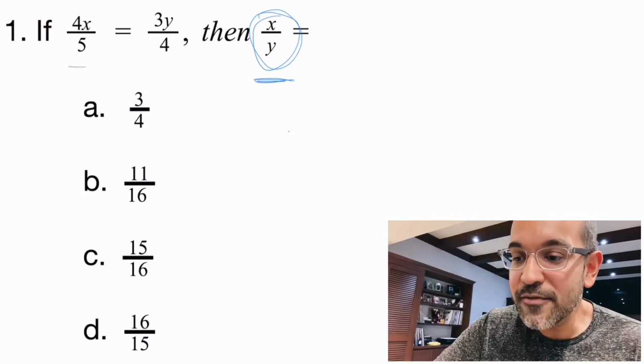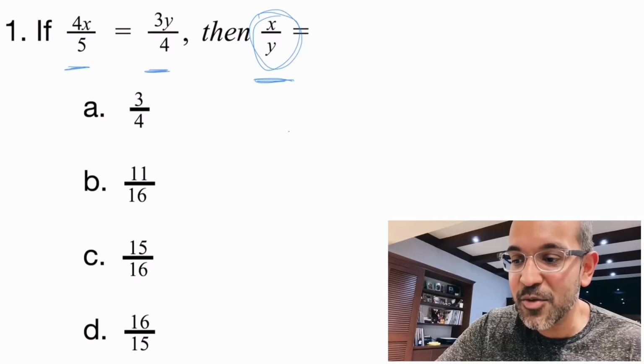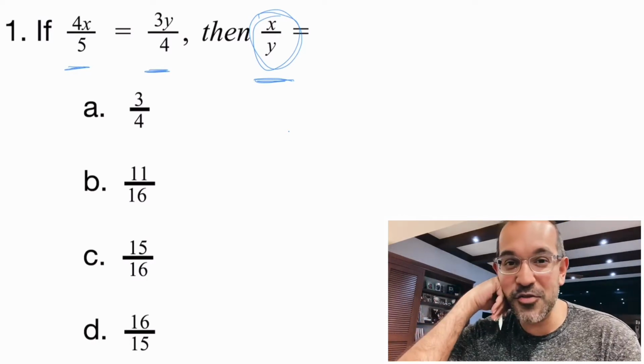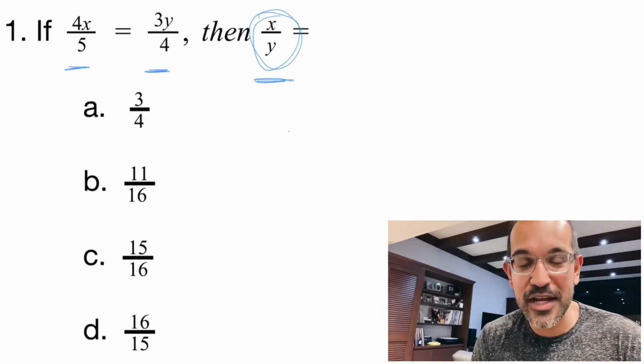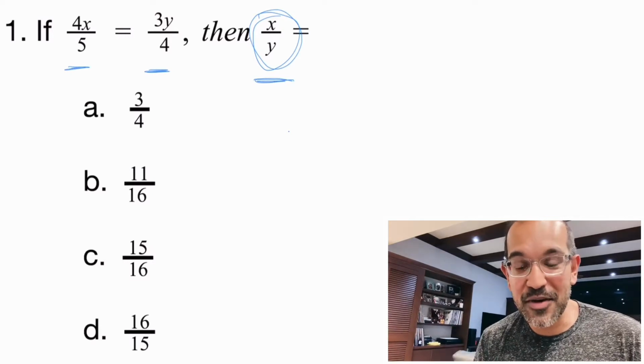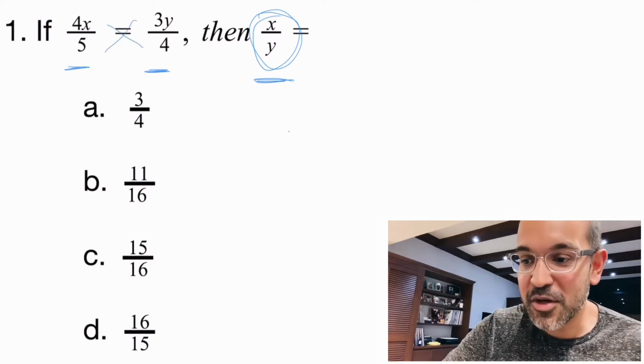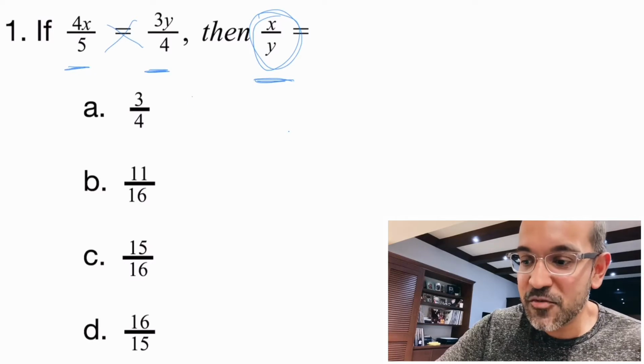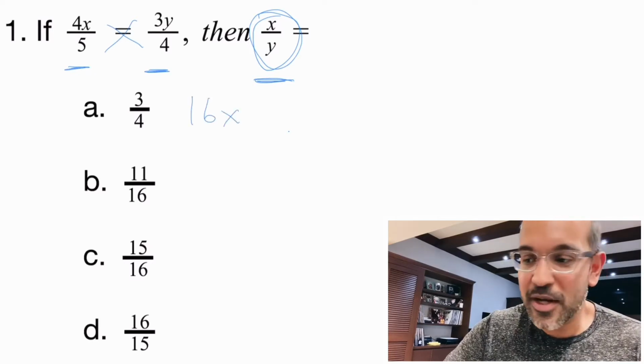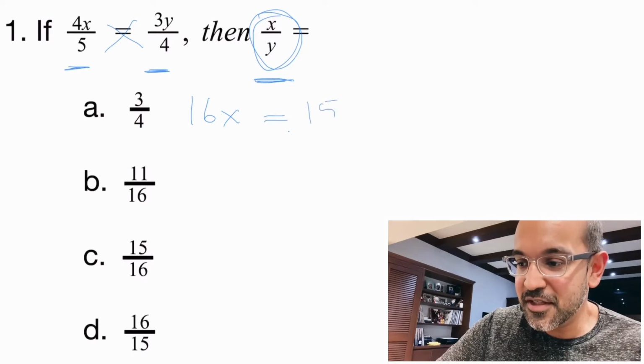So when you have two fractions in algebra, what's one of the first things that we learn about when we have two fractions across from each other with an equal sign? We can cross multiply, right? So watch what happens when we cross multiply here. 4x times 4 would be what? 16x. 5 times 3y, or 3y times 5, would be 15y.